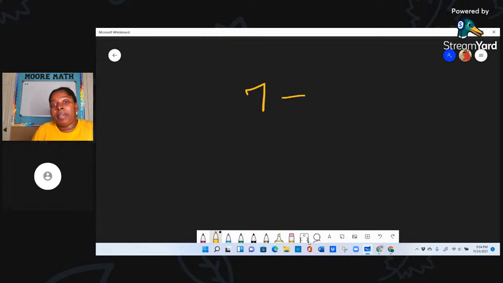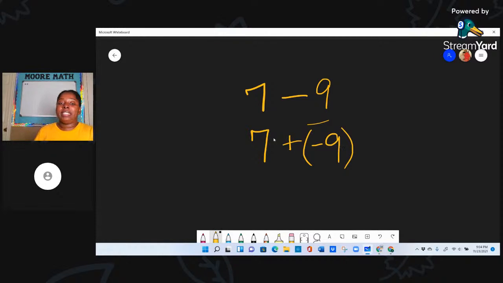So let's do 7 minus 9. Tell me what to change it to. -7 plus 9. Well, it's not a -7. It's just 7. So we always leave that first number. So it's just 7, but what changes? What's the same thing as minus 9? Plus what? -9. There you go. And what's 7 plus -9? -2. Yeah.